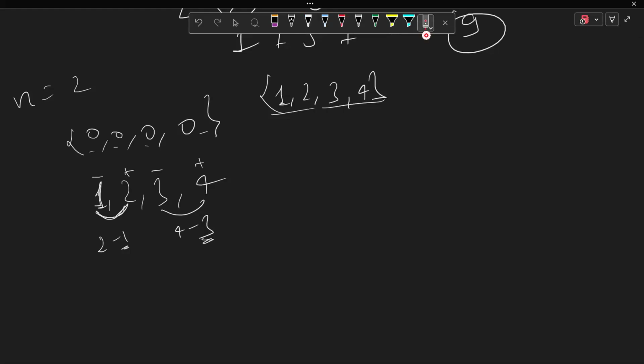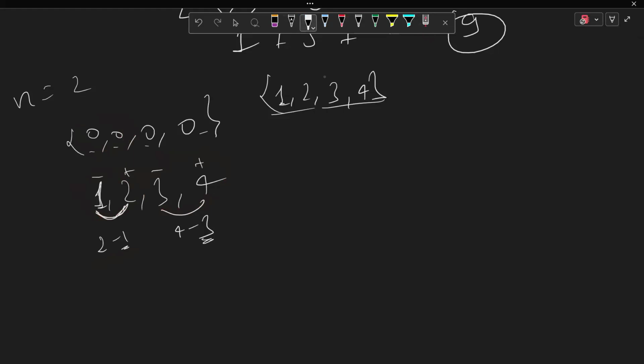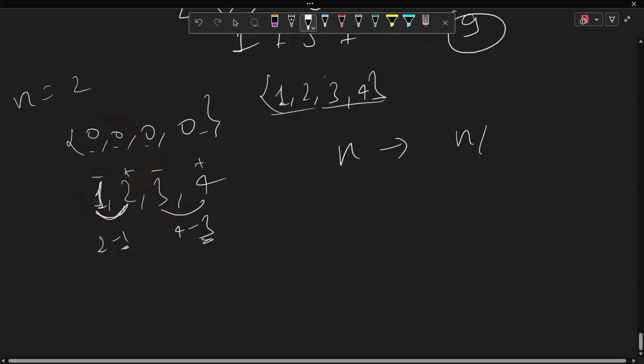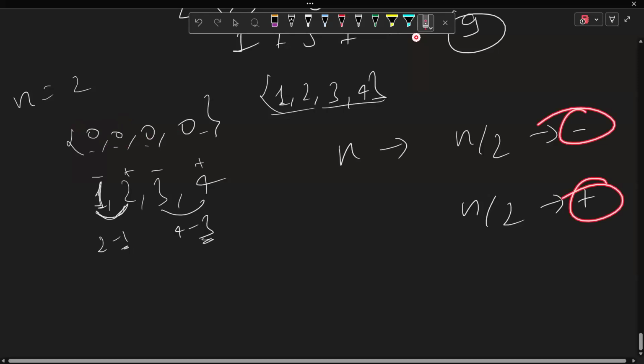Basically, whenever you are taking an absolute difference between two values, when you open the difference, the greater value gets a plus sign and the smaller value gets a minus sign. Again, for this also, the greater value gets a plus sign, the smaller value gets a minus sign. So for an array of size n, n by 2 elements would get a minus sign and n by 2 elements would get a plus sign. You can rearrange them in any way. Now, what is the maximum sum you can get if you assign n by 2 elements a minus sign and n by 2 elements a plus sign?